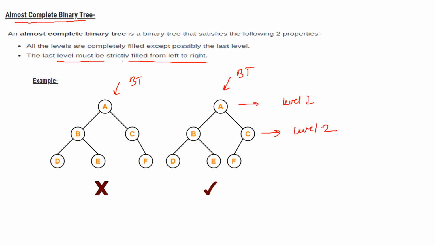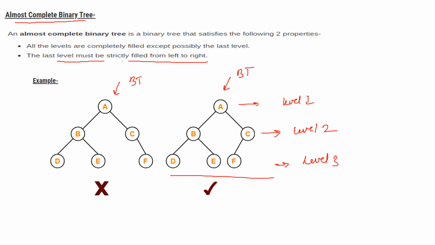See, the last level must be strictly filled from left to right. See, it is filled from left to right. Right node is missing in the last level. It is level 3. Last level, right node is missing. So this is almost complete binary tree. The first property is also satisfied. The second property is also satisfied. So this is an example of almost complete binary tree.